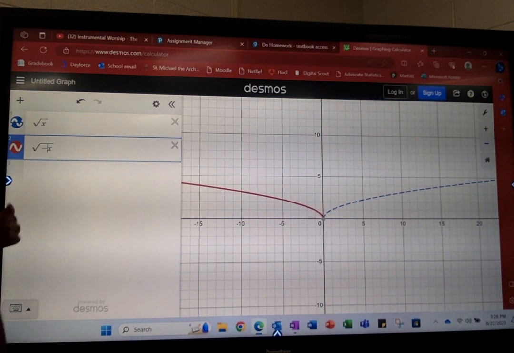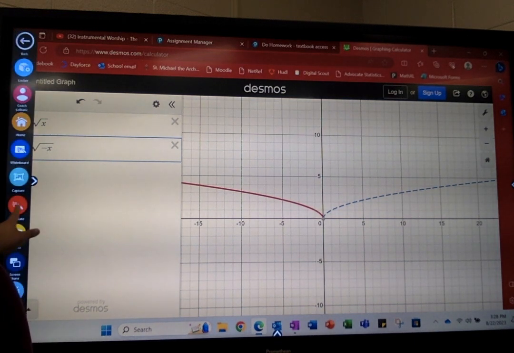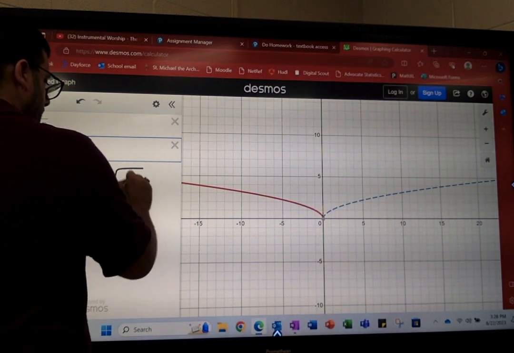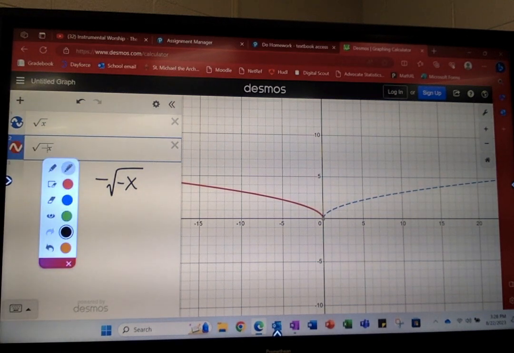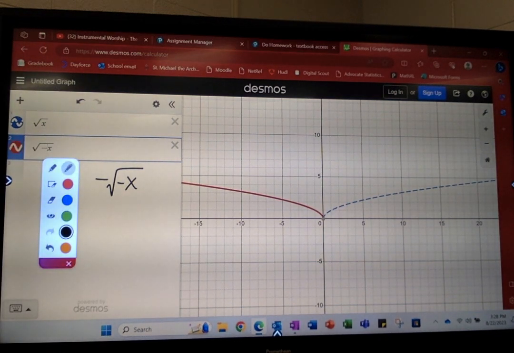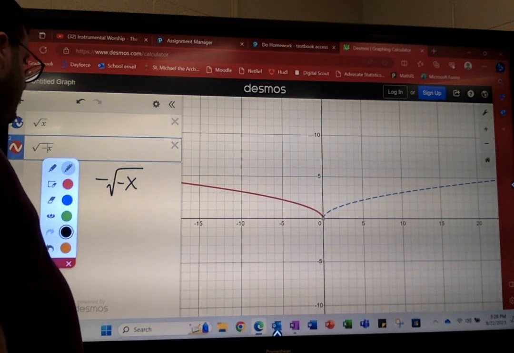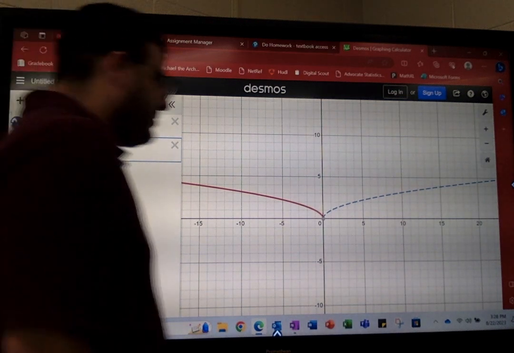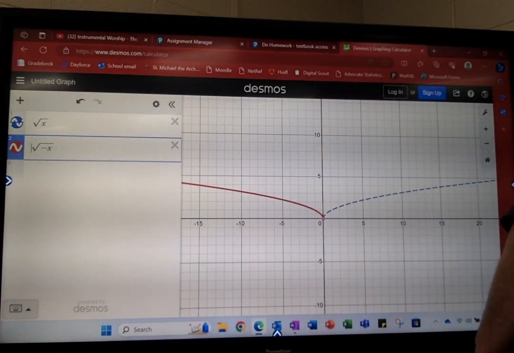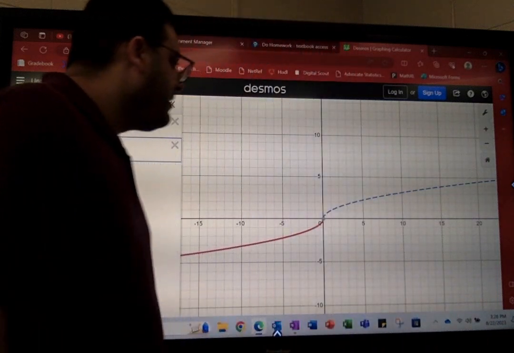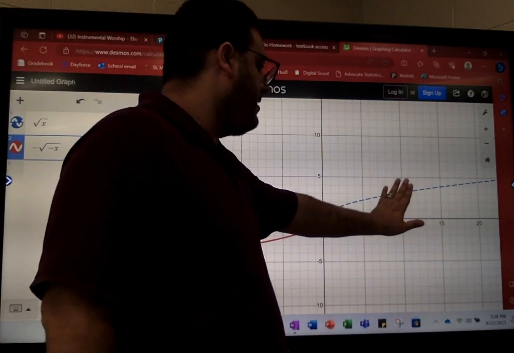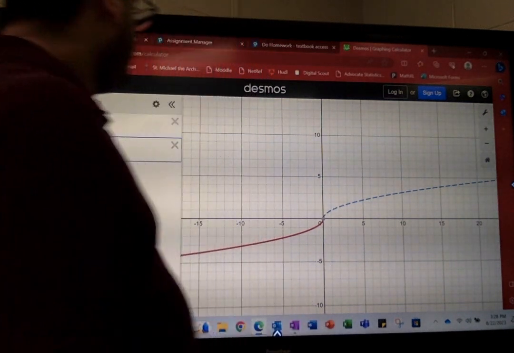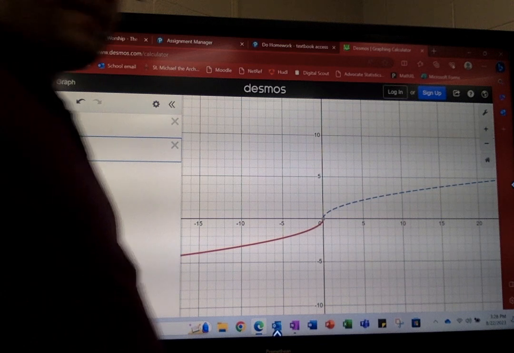Now, question. Can I reflect certain functions over both axes? I absolutely can. Here's an example. Negative, square root of negative x. This is an example of a function that's been flipped across the x and the y-axis. Let's show an example. I'm going to put a negative sign on the inside and the outside. So now this function's been flipped over the y-axis and then flipped over the x-axis. So yes, I can do more than one reflection at the same time.